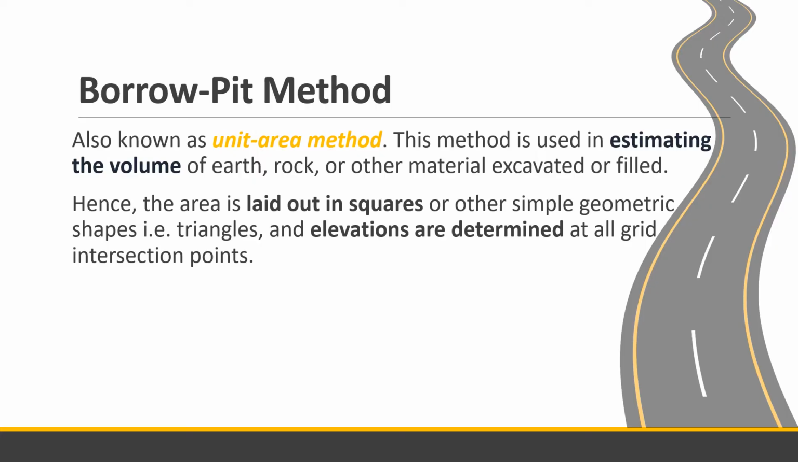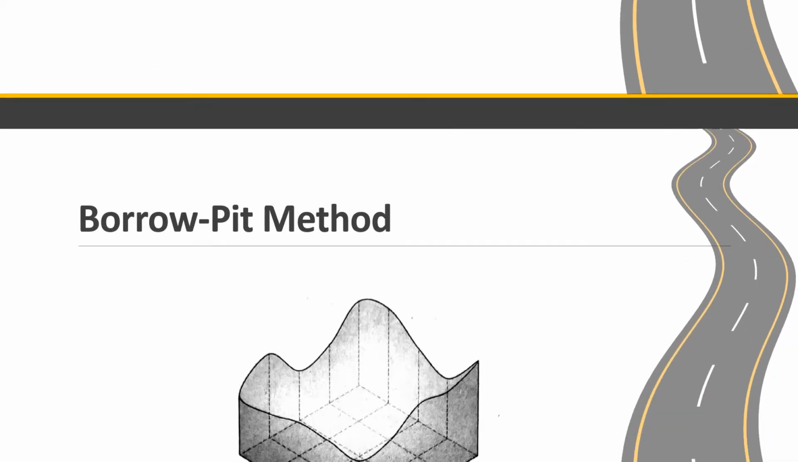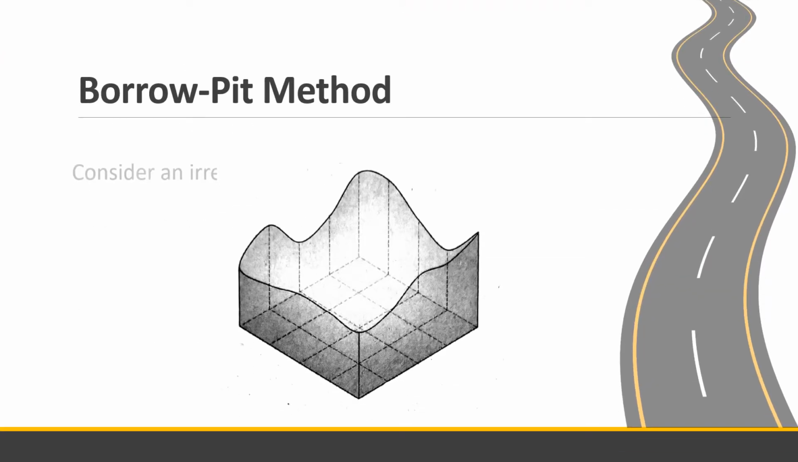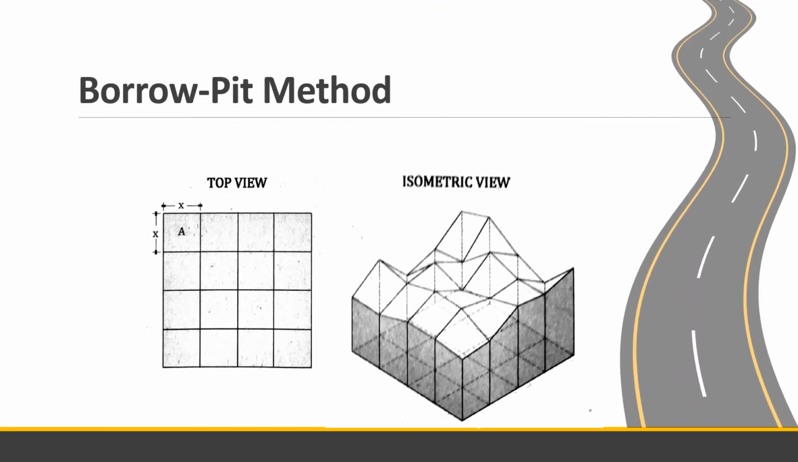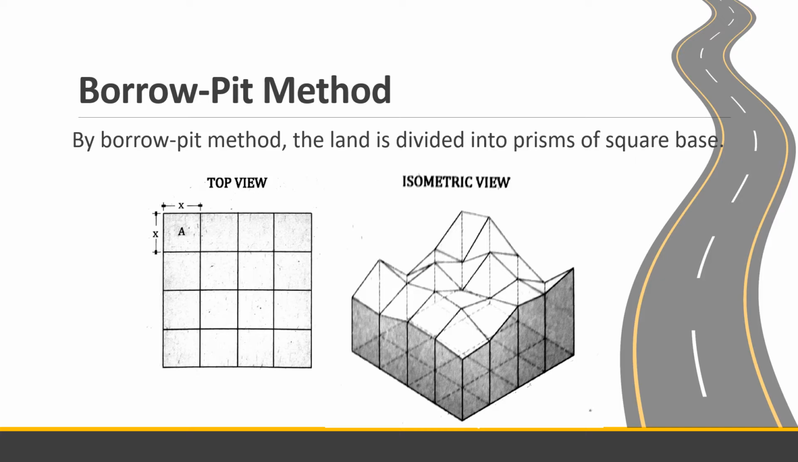all grid intersection points. So in this method, considering an irregular strip of land as shown, parang i-grid mo siya. So by the borrow pit method, it is divided into prisms of square bases. So this is the top view. Square bases meaning equal yung mga sides niya, equally spaced or equally divided yung certain bottom base or base nung area.